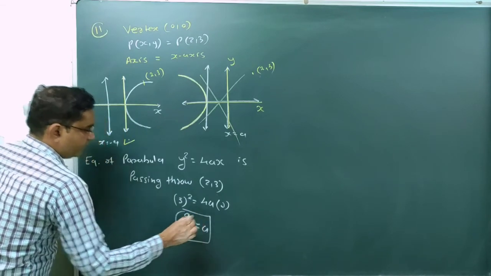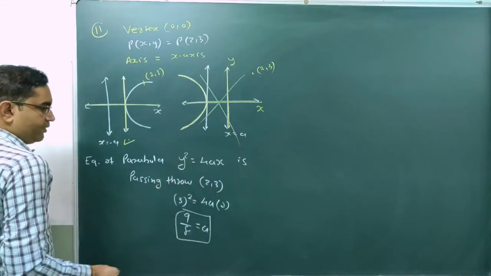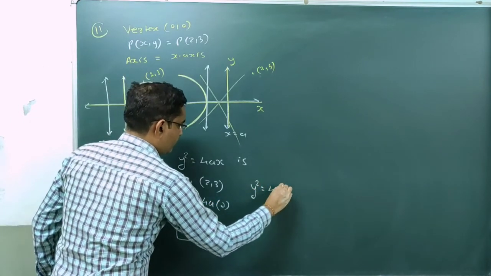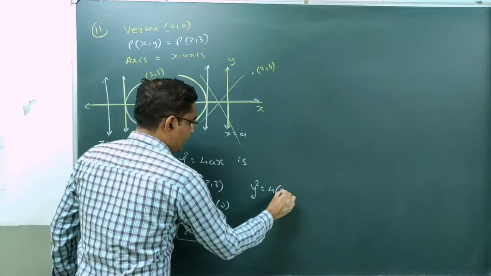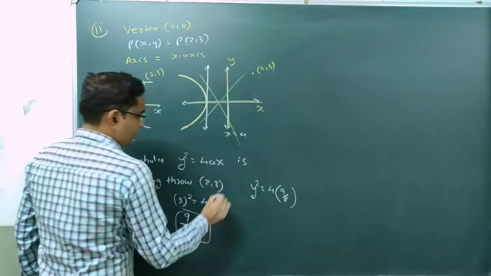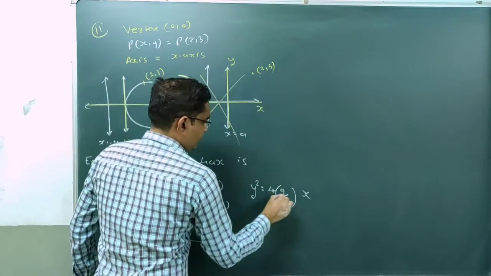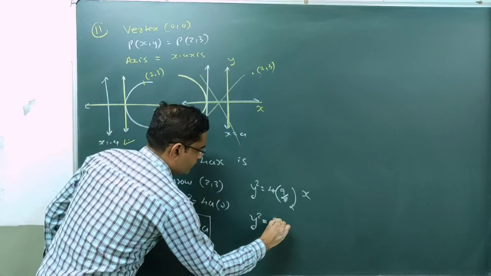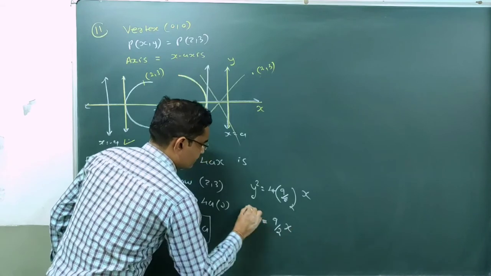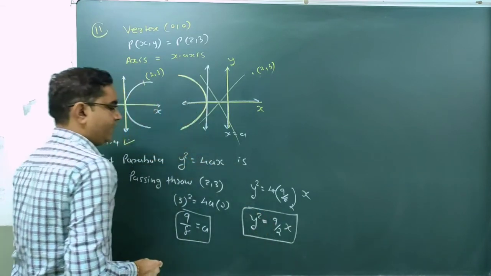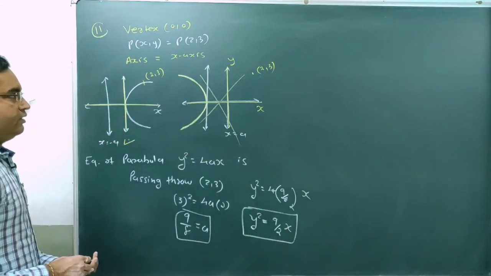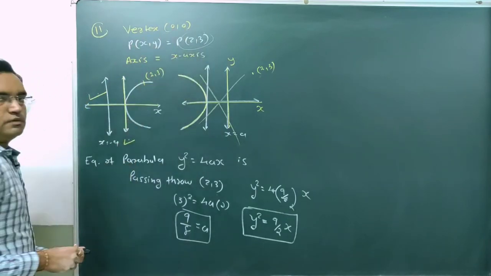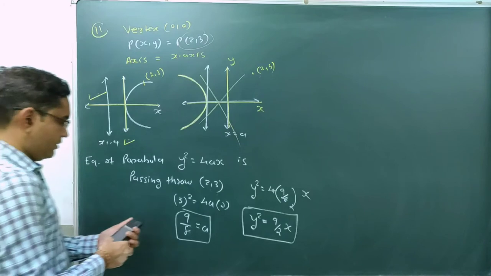This is the value of a, and hence equation of our parabola will be y square equal to 4, a is 9 by 8, 9 by 8 into x. Done? 4 2s are 8. So equation of parabola is y square equal to 9 by 2 x. Y square equal to 9 by 2 x is the equation of parabola. It's a rightward parabola. है ना, यहाँ से पता चला. Clear students?